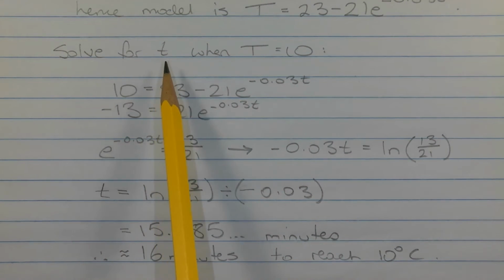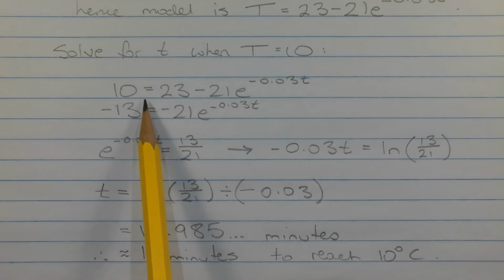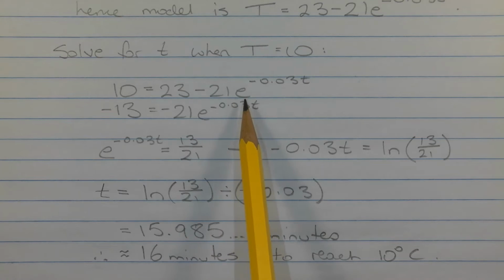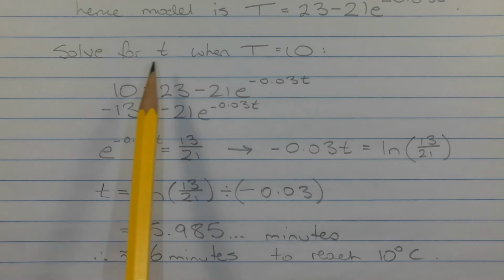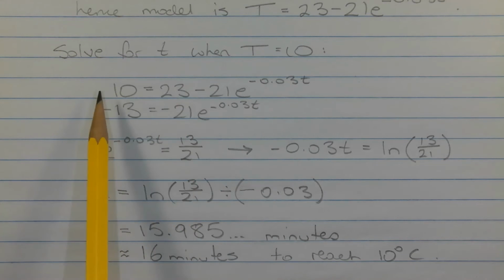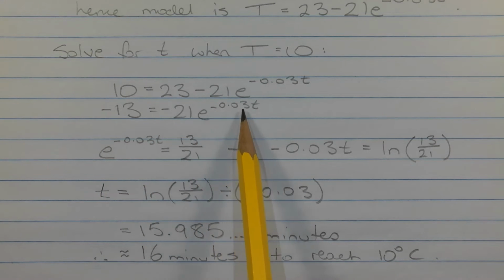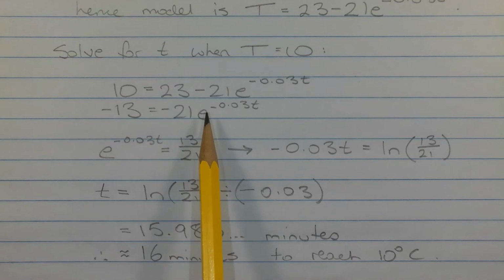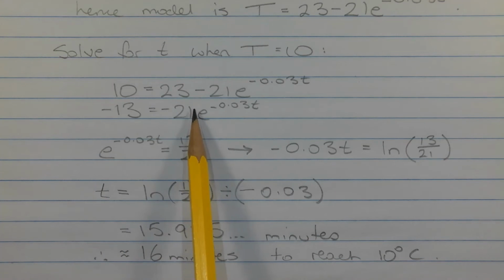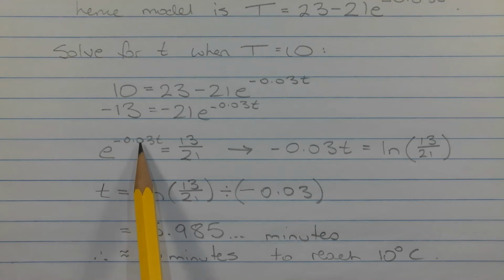Now we need to solve for t when capital T is equal to 10. So 10 equals 23 minus 21 times e to the power of negative 0.03t. We can rearrange this equation somewhat. If we subtract 23 from both sides, we get negative 13 is equal to negative 21 times e to the power of negative 0.03t. Dividing both sides by negative 21, the double negatives become positive. So we have e to the power of negative 0.03t is equal to 13 over 21.